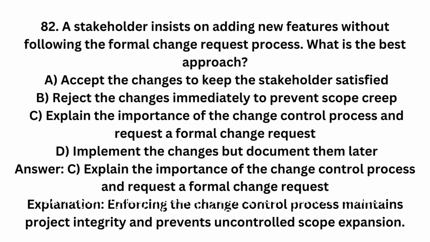82. A stakeholder insists on adding new features without following the formal change request process. What is the best approach? A. Accept the changes to keep the stakeholder satisfied. B. Reject the changes immediately to prevent scope creep. C. Explain the importance of the change control process and request a formal change request. D. Implement the changes but document them later.